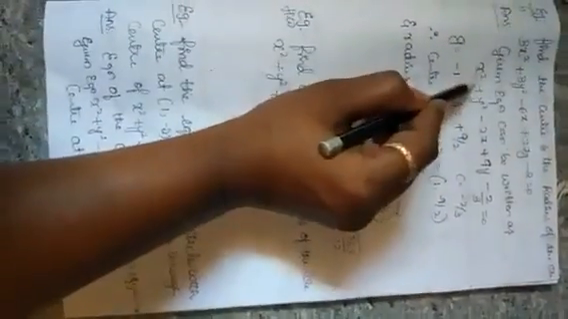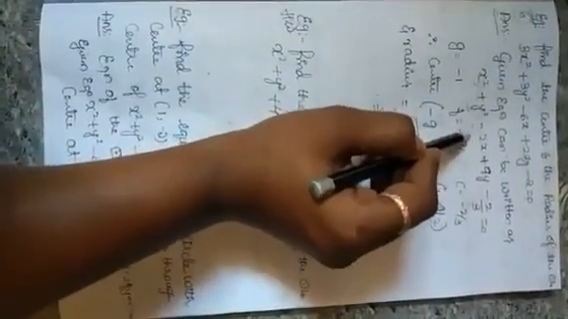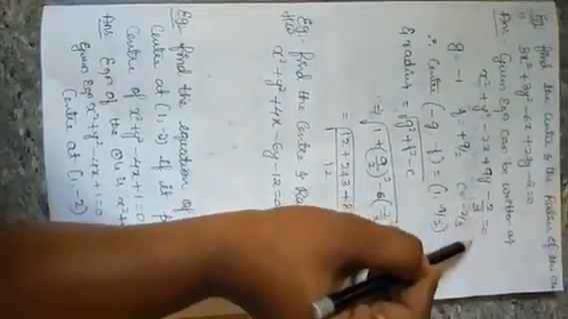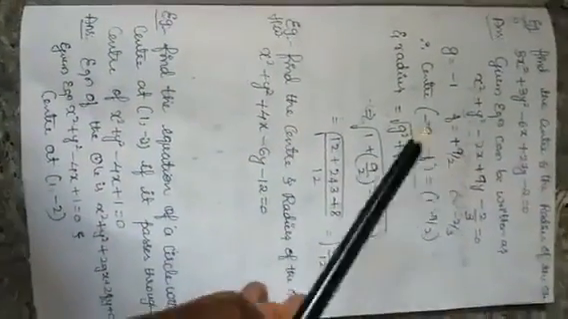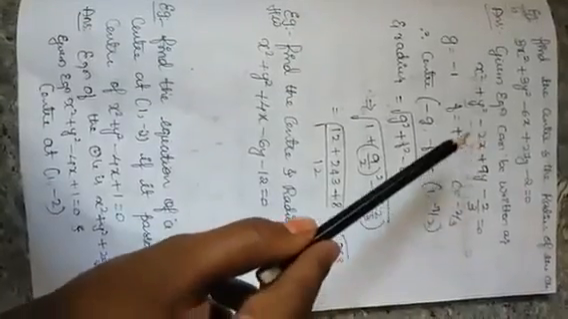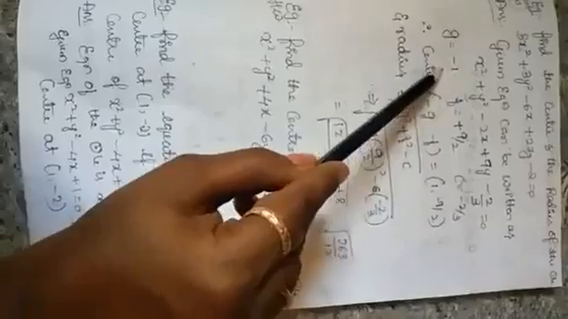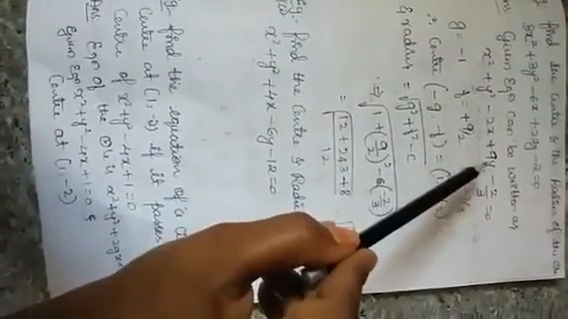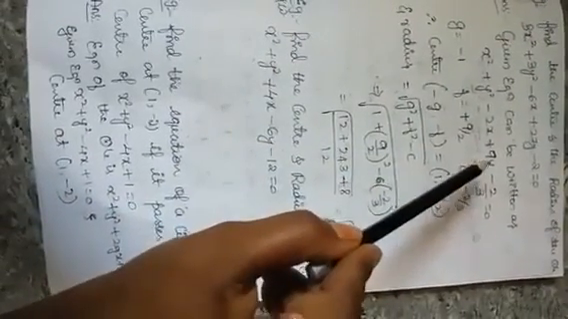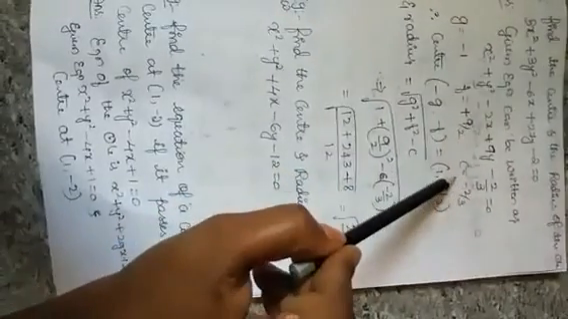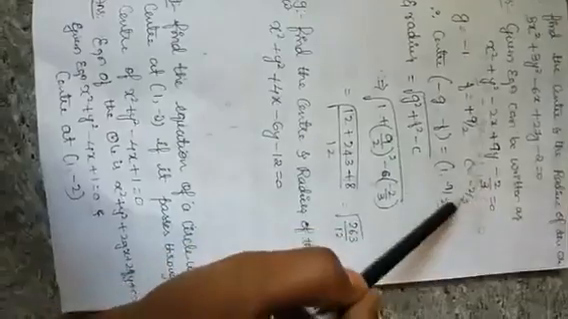So compare this equation to the general form. You already know that the general form is x square plus y square plus 2gx plus 2fy plus constant is equal to 0. So g is equal to minus 1. We have to find f, right? So it is 9 divided by 2, then the constant term is 2 by 3.